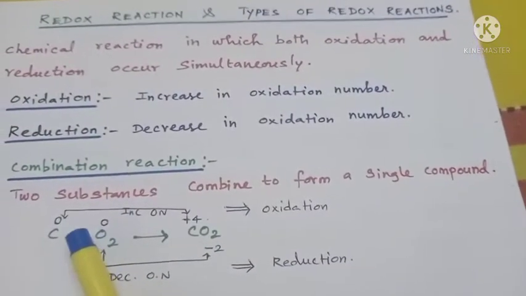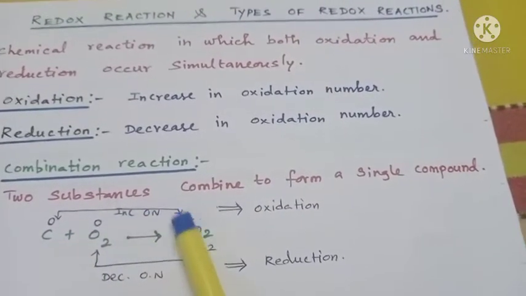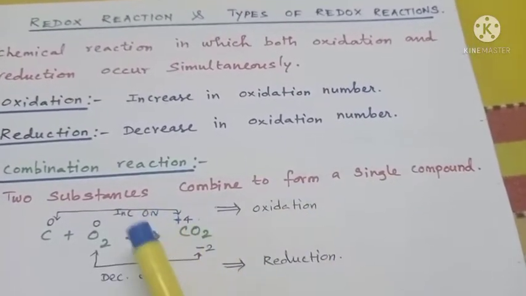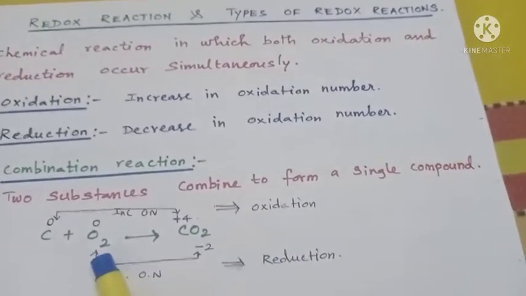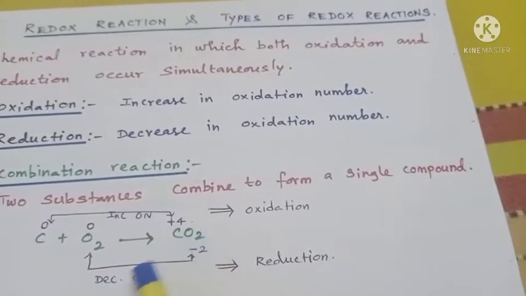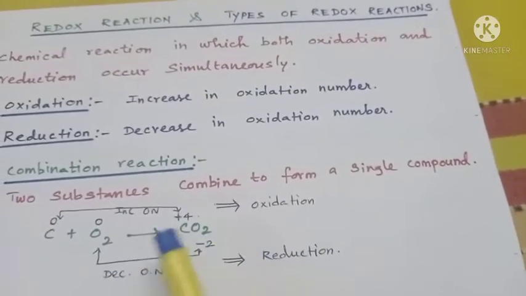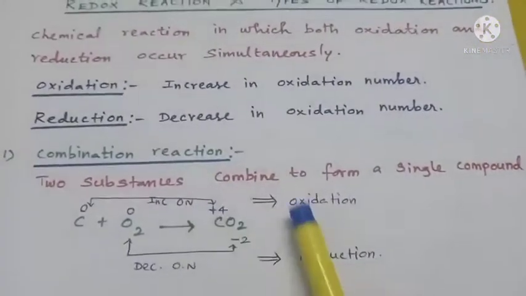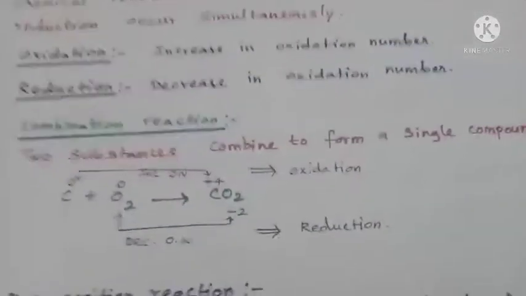Now look at the oxidation number change. The oxidation number of carbon changes from 0 to +4. There is an increase in oxidation number, which is nothing but oxidation. So here carbon is getting oxidized into carbon dioxide. Now look at the oxidation number of oxygen. It changes from 0 to -2. So there is a decrease in oxidation number, so oxygen is getting reduced. But it's a single reaction in which both oxidation and reduction occur. So it is a redox reaction which comes under the combination type of chemical reaction. That's the first type of redox reaction.